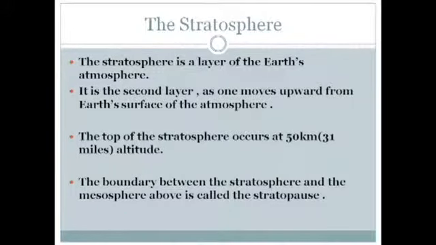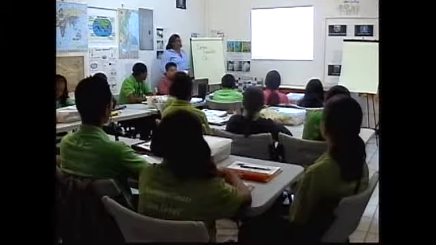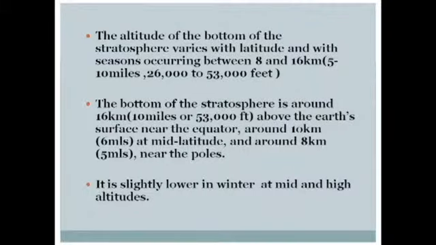The stratosphere is a layer of the Earth's atmosphere. It is the second layer as one moves up from the Earth's surface of the atmosphere. The top of the stratosphere occurs at 50 kilometers or 31 miles altitude. The boundary between the stratosphere and the mesosphere above is called the stratopause. The altitude, which means the height, of the bottom of the stratosphere varies with latitude and with seasons, occurring between 8 and 16 kilometers.